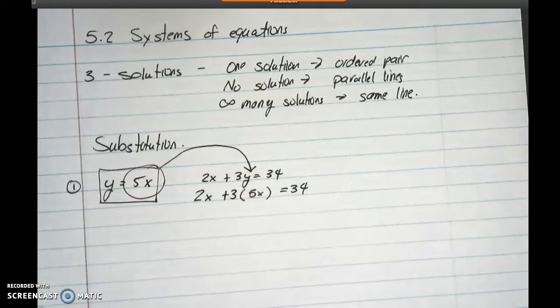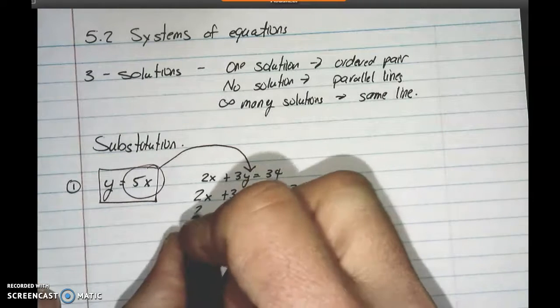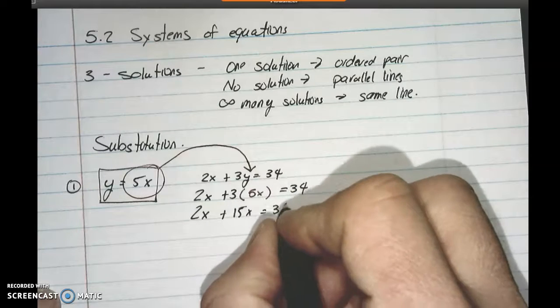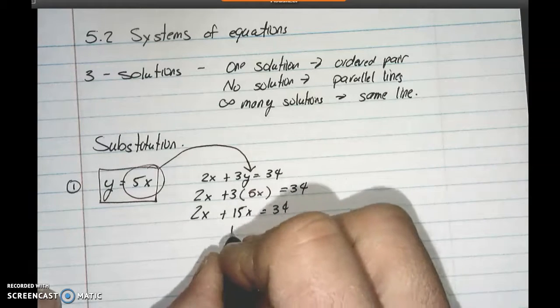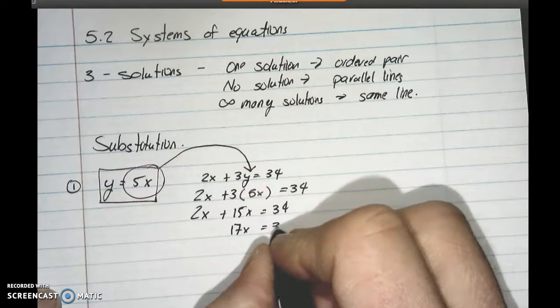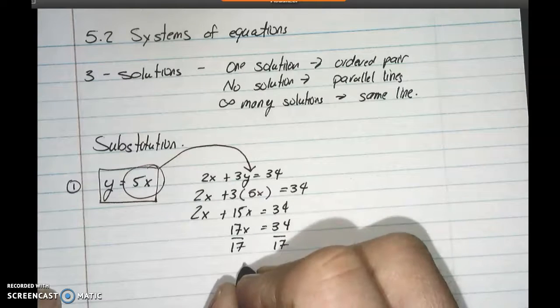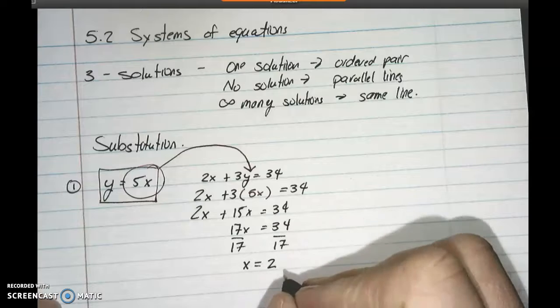And then all we're going to do is just your algebra. So 2x plus 15x is equal to 34. Add those two together. Divide by 17. And x is equal to 2.